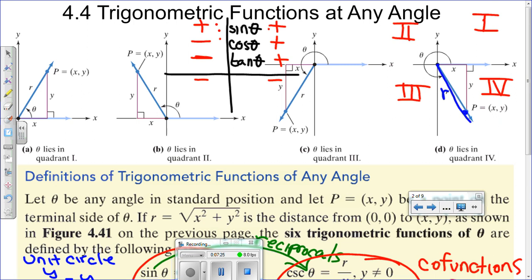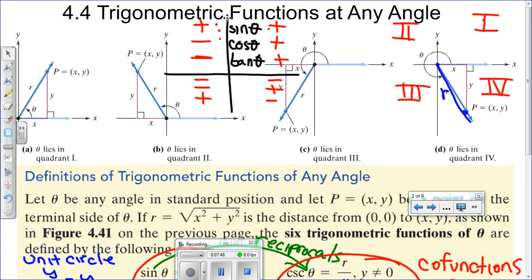Now, where else? Well, what about quadrant 3? Is the x positive or negative? They're both negative. Now, for tangent, if you divide negative over negative, you get positive. Is the x positive or negative here? Positive. So quadrant 4 is, for tangent, negative. Okay. So that's very useful.